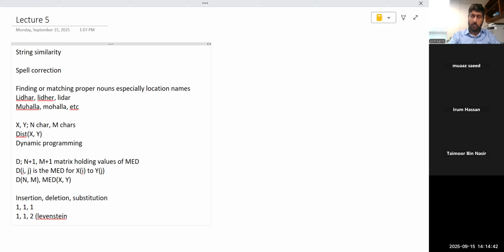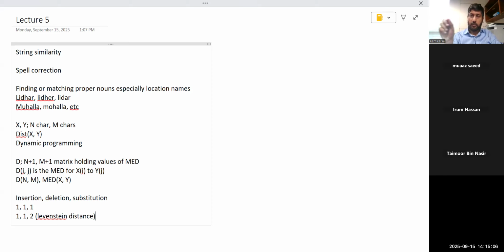I hope I'm writing the spelling correctly. Although Levenshtein distance has multiple definitions, so it sometimes is confusing. More commonly, it is associated with 1 and 1 for insertion and deletion and 2 for substitution. By the way, 2 for substitution means that substitution is not allowed.